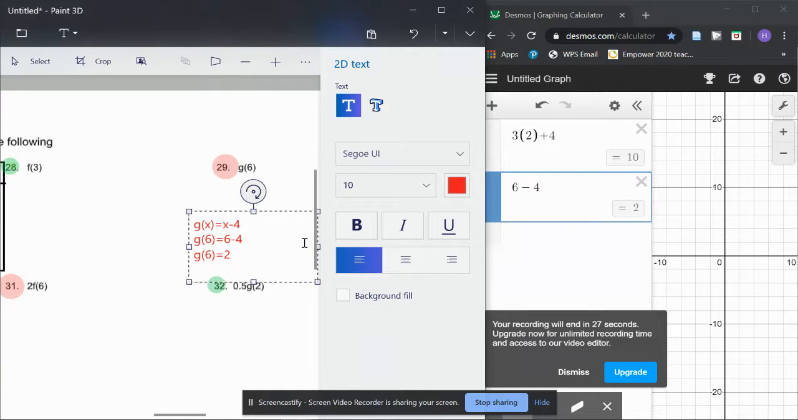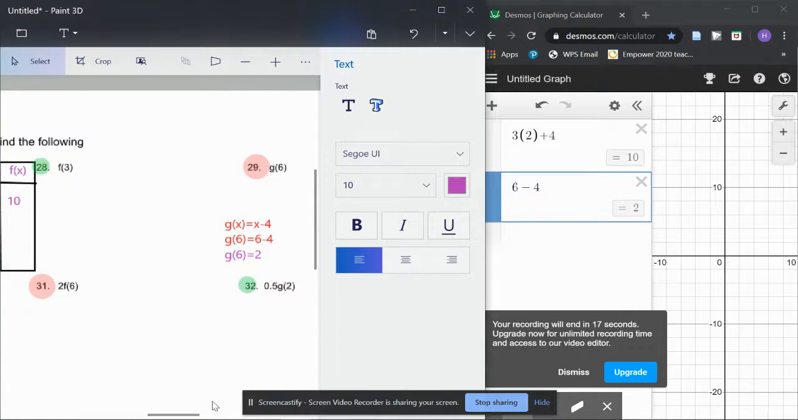Sorry, timer's going off. So g of 6 equals 2 is going to be our final answer for this one. All right? We're going to do our next couple examples in the next video, but hopefully that gets you started.